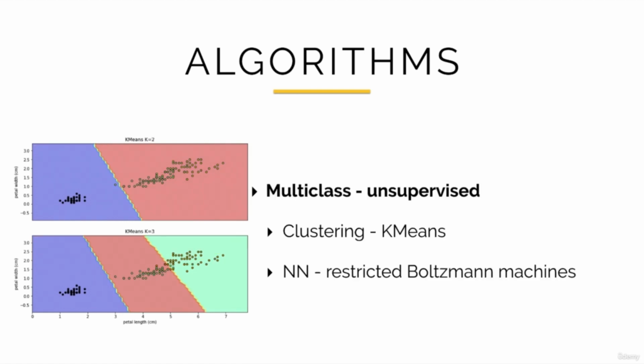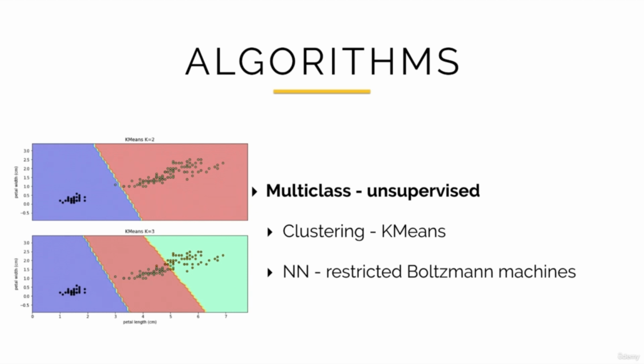All right, let's look at multi-class unsupervised algorithms. Now, essentially right now we're only going to look at one, because these can become pretty complicated, and we're going to look at a clustering algorithm called k-means. Now, what the clustering algorithm does is it separates our data into different clusters, into different groups.